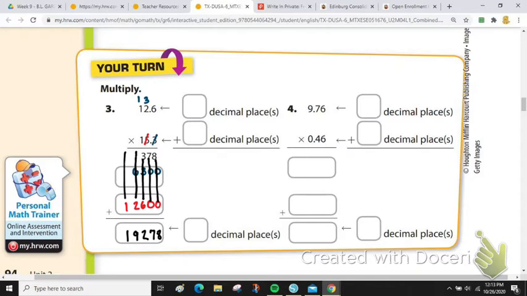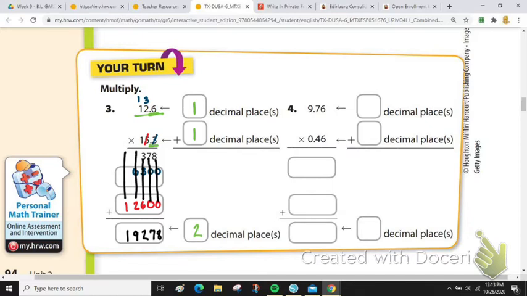But I need to go back and count how many decimal places my original numbers had. This number has one decimal place, in the tenths. So just one. This one also only has one decimal place. Like we said, whenever we're multiplying decimals, the total amount of decimal places in the two numbers we multiplied is the amount we must have in our answer. So 1 plus 1 gives me 2 decimal places, which means I need 2 decimal places in my answer.